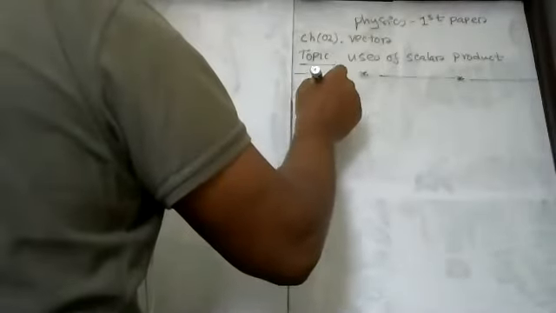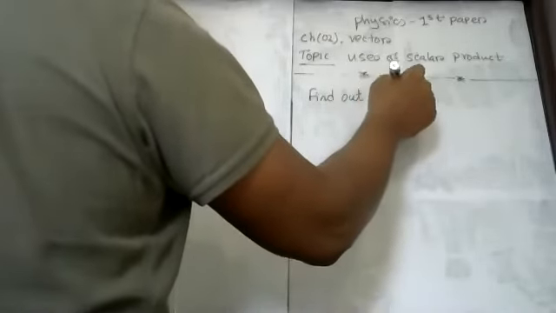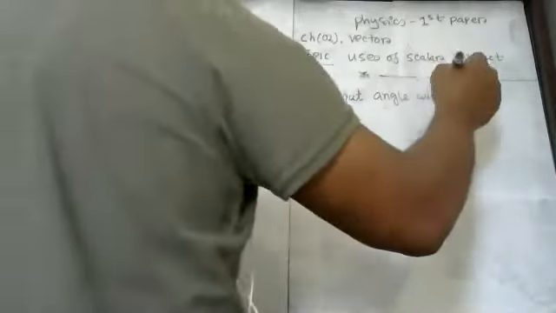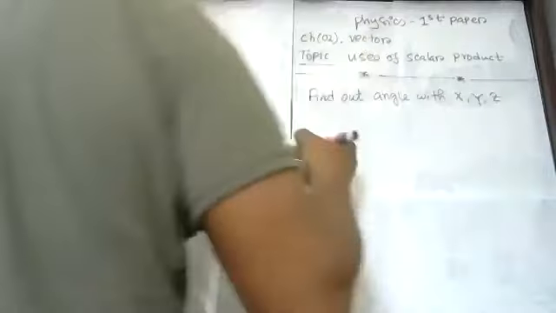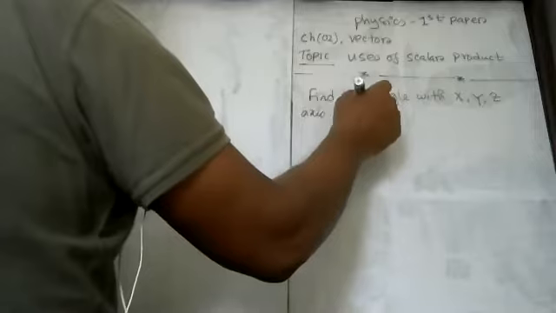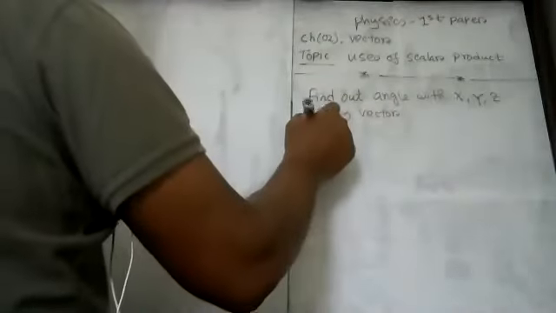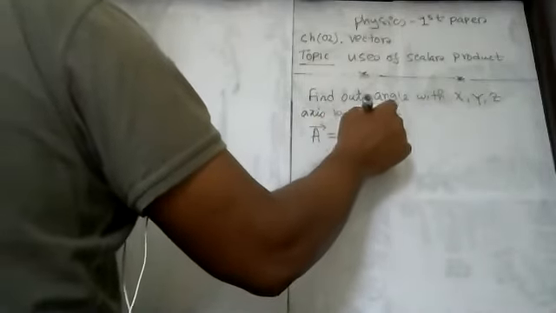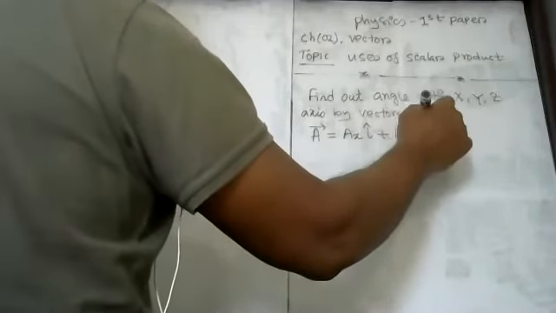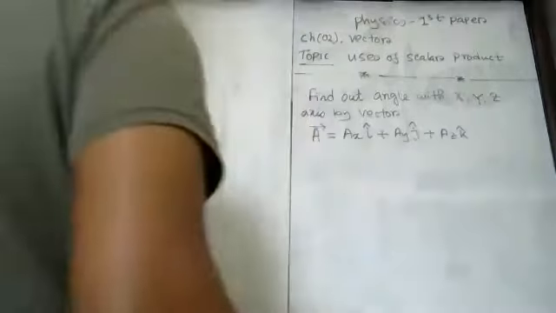My dear student, my next point is to find out the angle with the x, y, z axis by vector A, where vector A equals ax i hat plus ay j hat plus az k hat. This is the question: find out the angle with x, y, z axis by vector A. So let's find out the angle with these three axes.